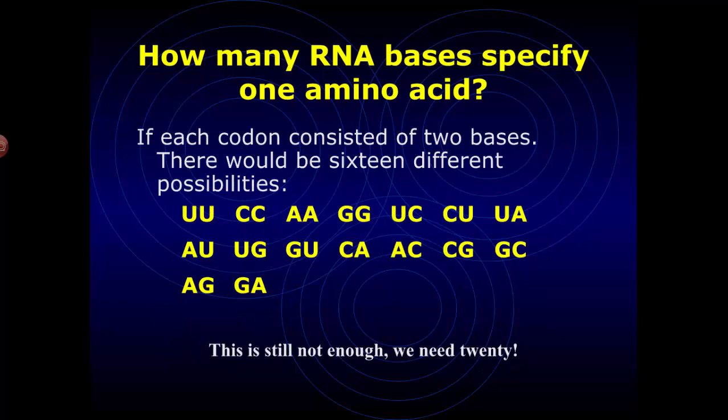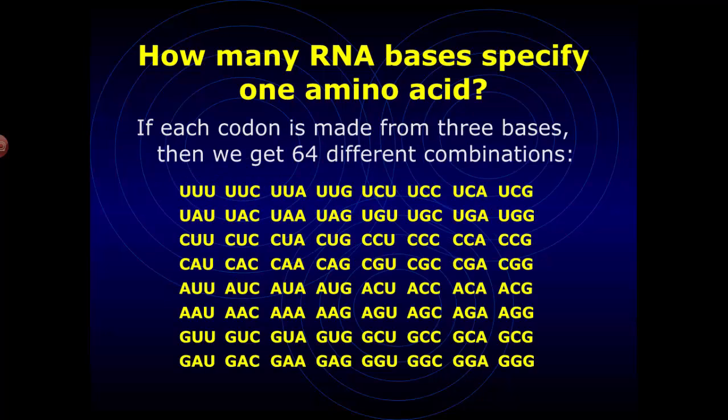Well, what if we use 2 bases per codon instead? The different possible combinations of 2 letters out of those 4 is 16. There they are. Those are the 16 possible ways of combining. Even if you reverse them, you still only have 16. And then we need 20 different possible letter combinations, so that's not going to work. When we go to 3, you get 64 different possible combinations. That's way more than 20, but that's good.